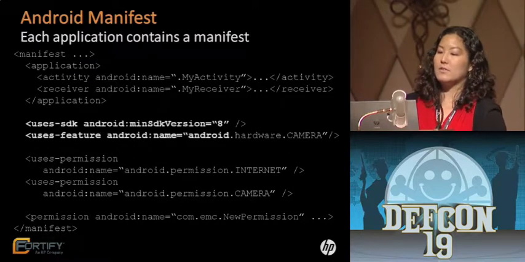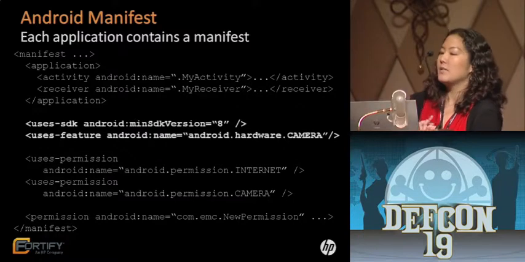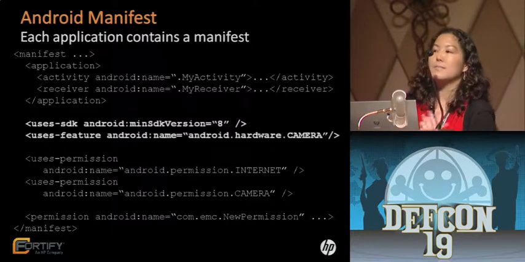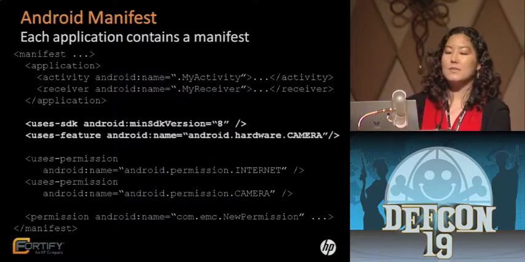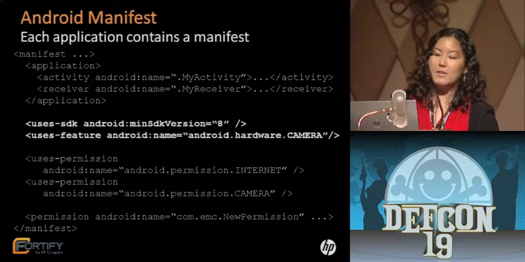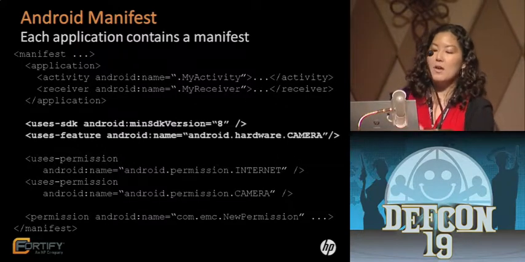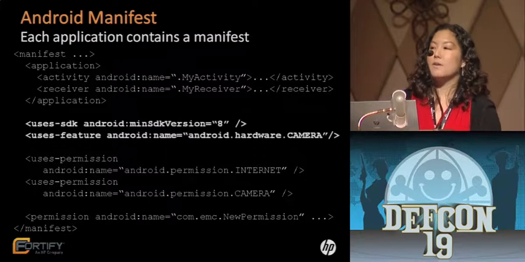The manifest also specifies application requirements. This can be things like platform versions or input configurations or specific hardware requirements. So in this example, you can see here that the developer is requesting the camera feature. It's using the camera feature. And it's also requiring that the minimum SDK version be 8.